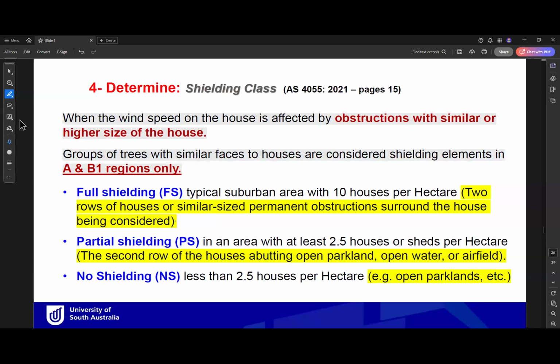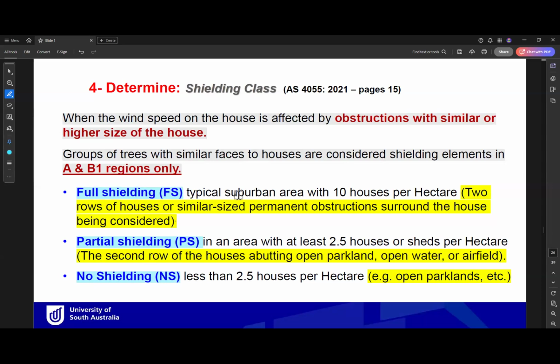The standard gives us three classifications of shielding for our design. The first one is full shielding, the second one is partial shielding, and the third one is no shielding. So full shielding means the buildings surrounding the design building are preventing most of the wind from reaching this building, and that's why it's considered as full shielding.